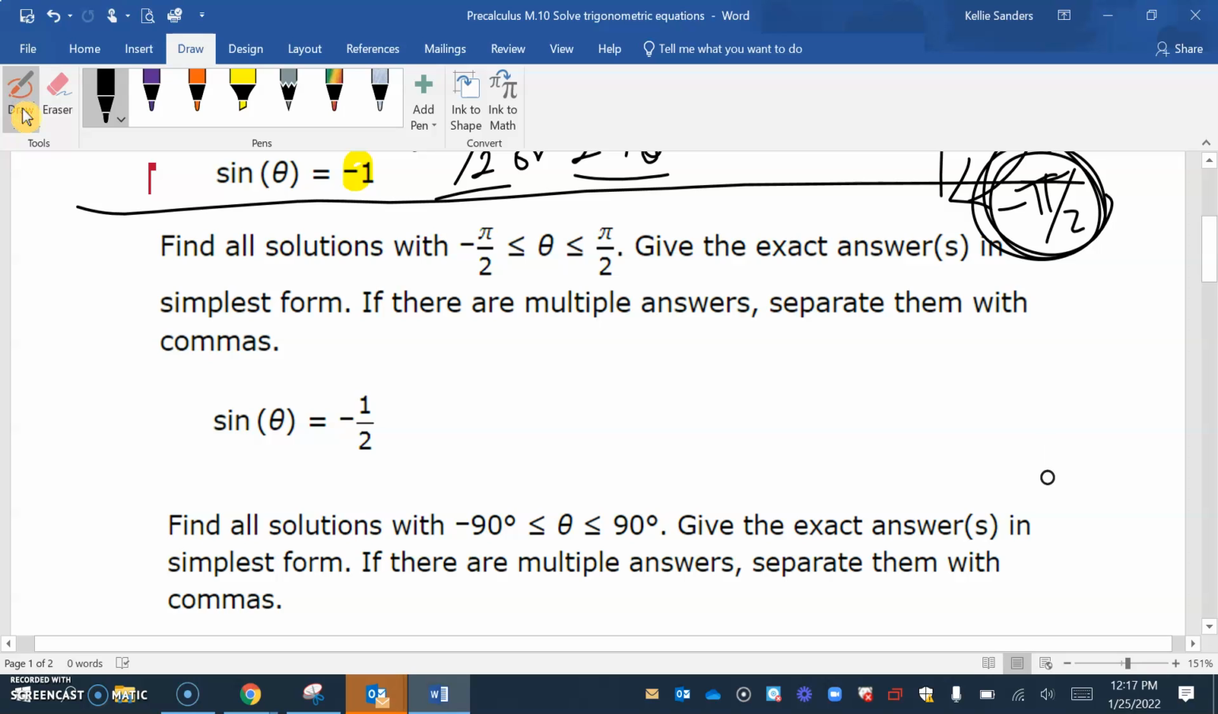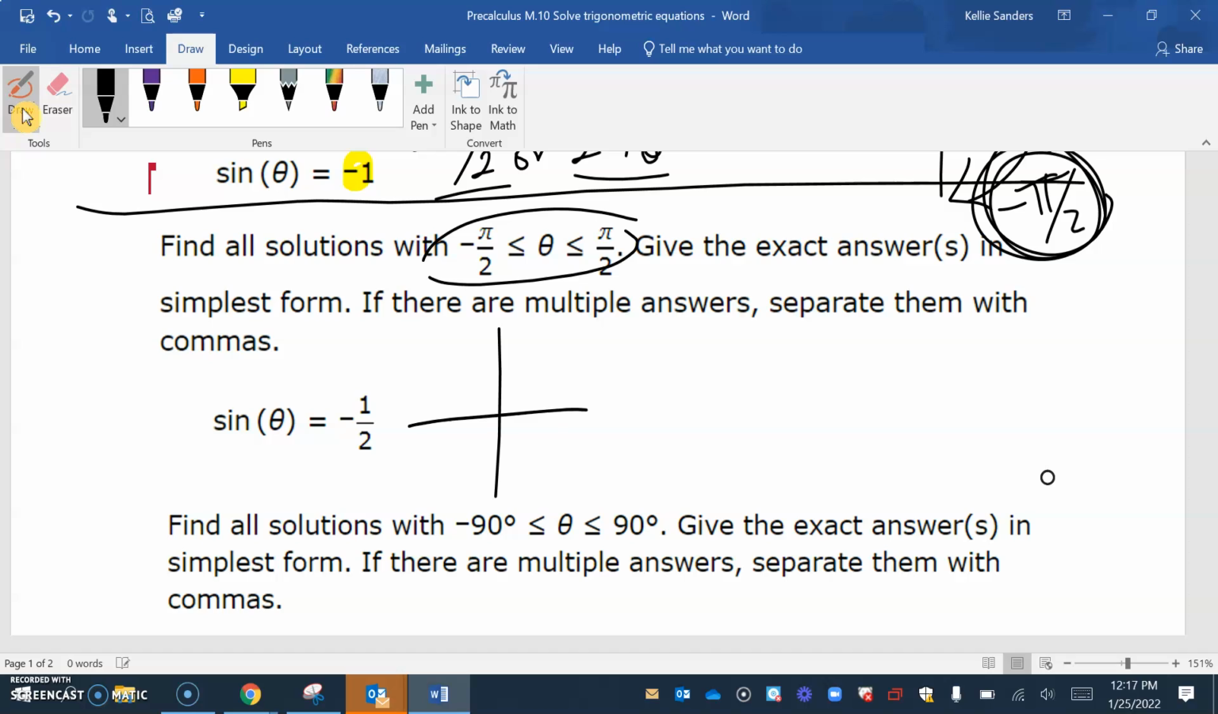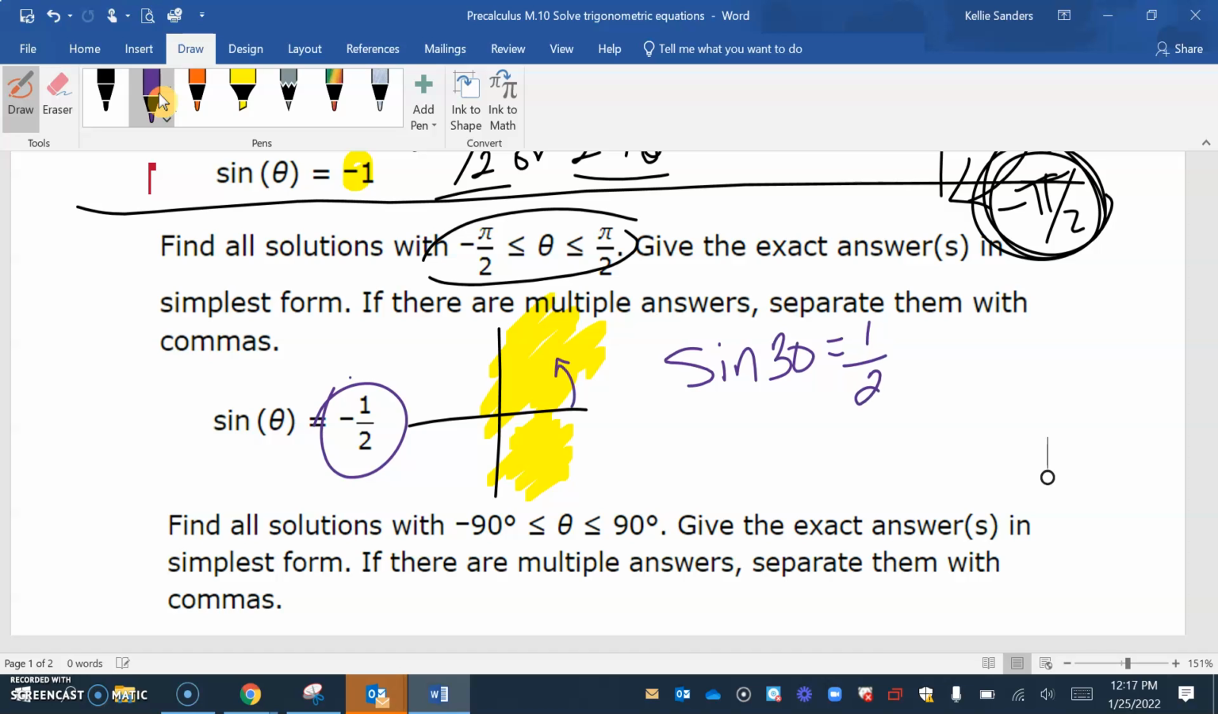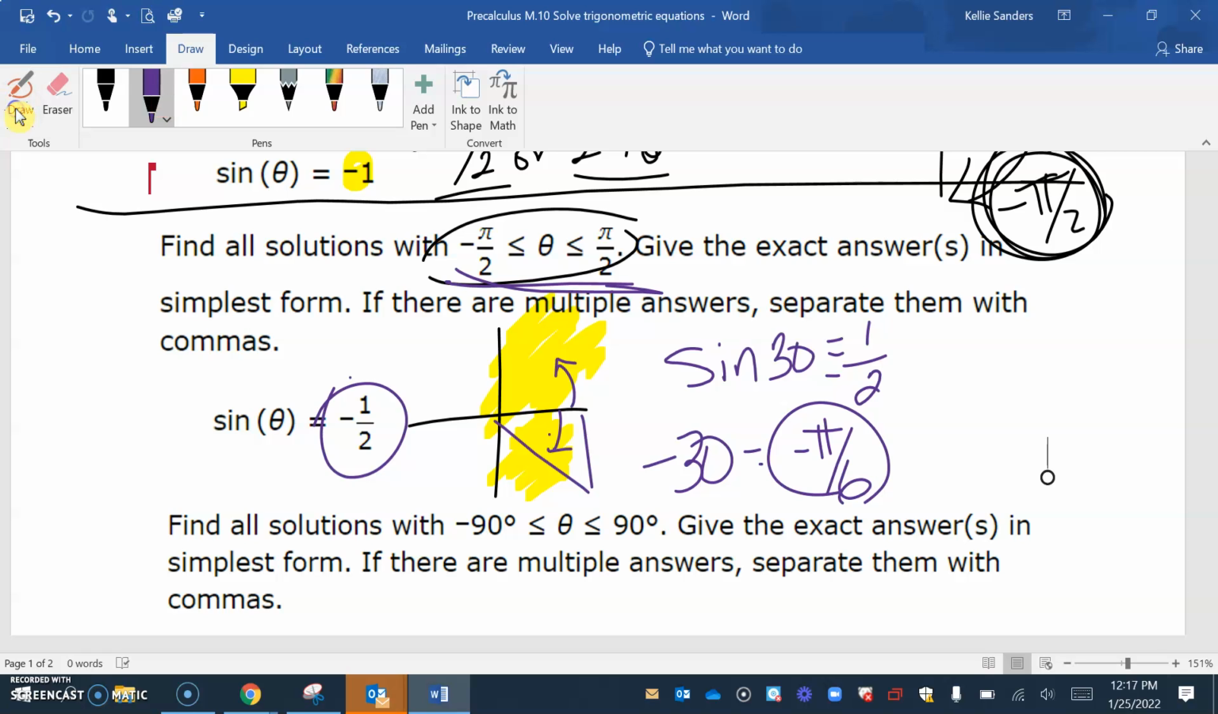Kind of the same thing with this one. We are only going to be looking at the positives and the negatives. And since this is a -1/2, well, let me just say sine 30 is 1/2, right? That would be up here. But to get a -1/2, we're going to have to go this way. And so it would be -30. And -30 is the same thing as negative pi over 6 because we have to be in radians, because that's what our domain is in.